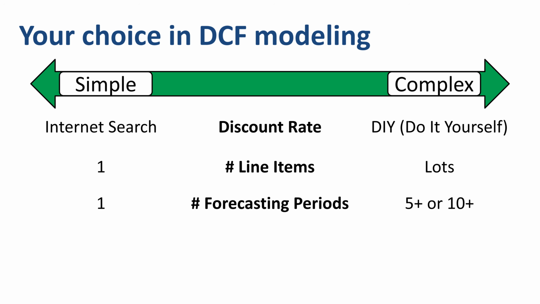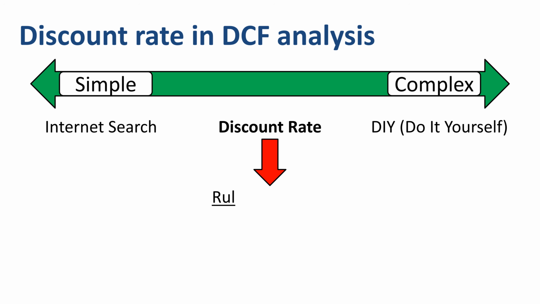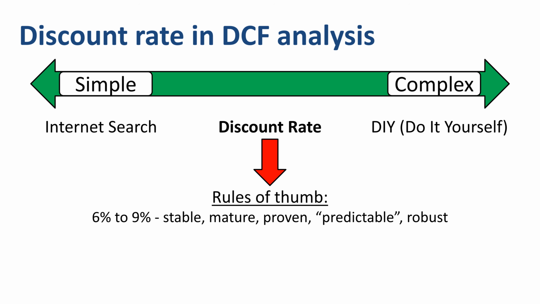Let's walk through and apply each of these. Here are some rules of thumb for the discount rate. For companies listed on the stock market, use 6 to 9% if you think they are relatively stable, mature, proven, predictable, robust.